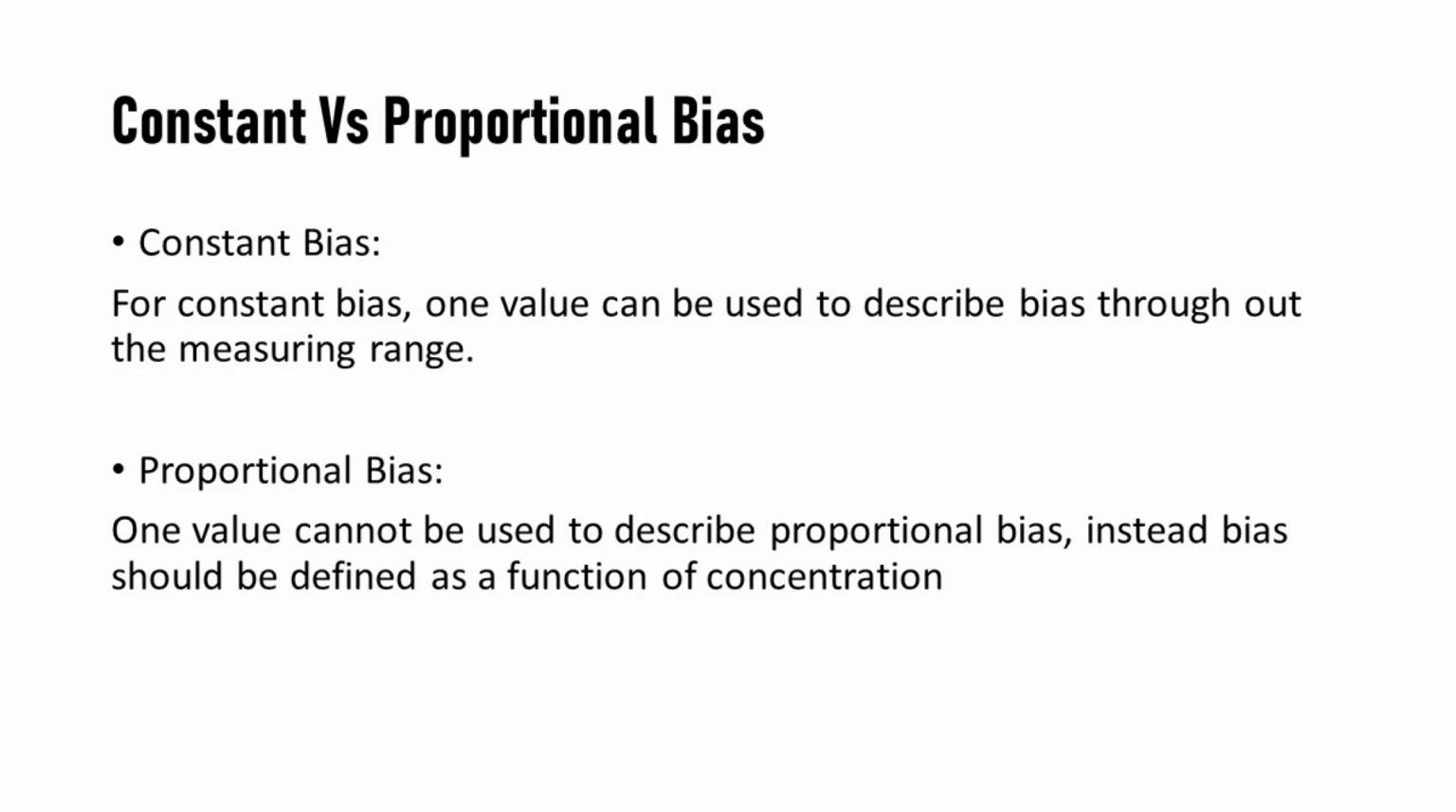Bias can be fixed or proportional. In case of constant bias or fixed bias, one value can be used to describe the bias throughout the measuring range. But in case of proportional bias, this is not possible because it varies over the range of concentration. So instead, we need to define bias as a function of concentration. Across the concentration, we have to measure and define the bias.